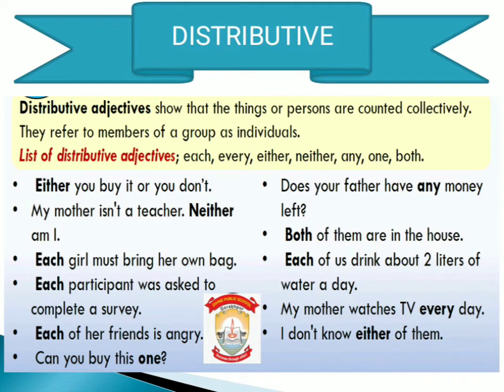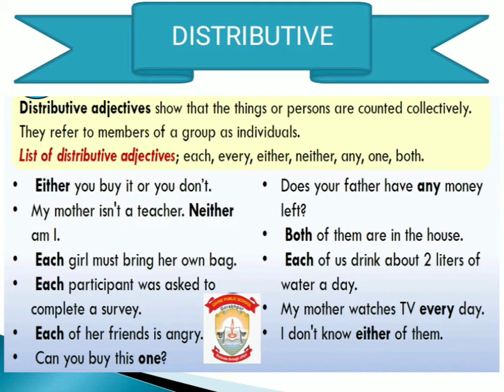Students, next is called distributive. As you get to know from the word itself, distributive means when we divide or distribute something among groups or as individuals. So they are basically used for distribution of something, and the words that reflect them are each, every, either, neither, any, many and all that.